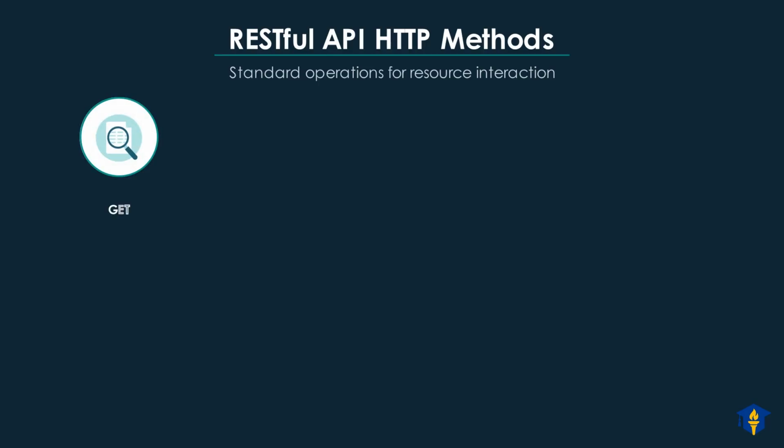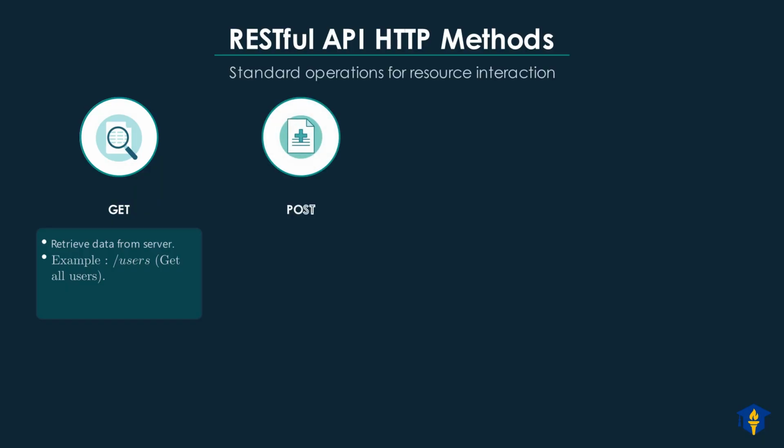The GET method is primarily used to retrieve data from the server without modifying it. It's a safe and idempotent operation, meaning it doesn't change server state and can be repeated. For example, sending a GET request to the /users endpoint will fetch a list of all users.